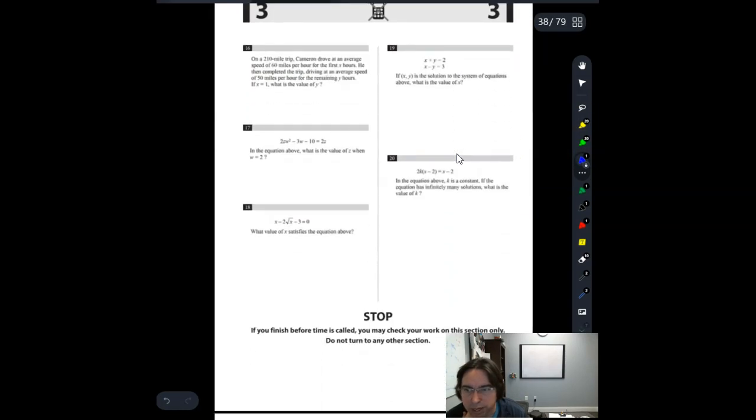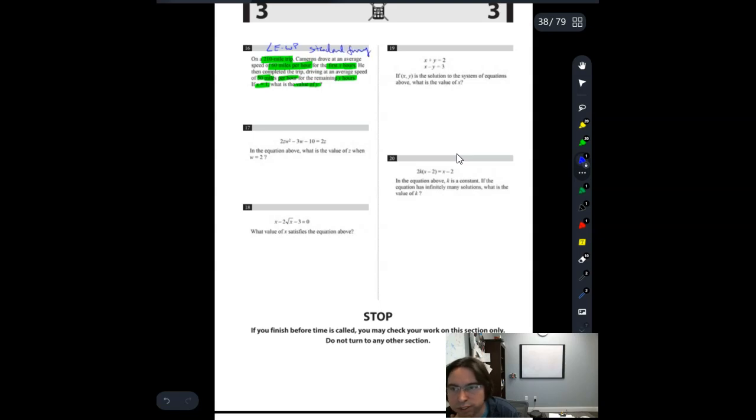Okay, looking at 16. So 16 says that on a 210-mile trip, Cameron drove an average of 60 miles per hour for the first x hours. He then completed the trip driving an average speed of 50 miles per hour for the remaining y hours. If x equals 1, what is the value of y? Okay, so you have to recognize what's going on here.